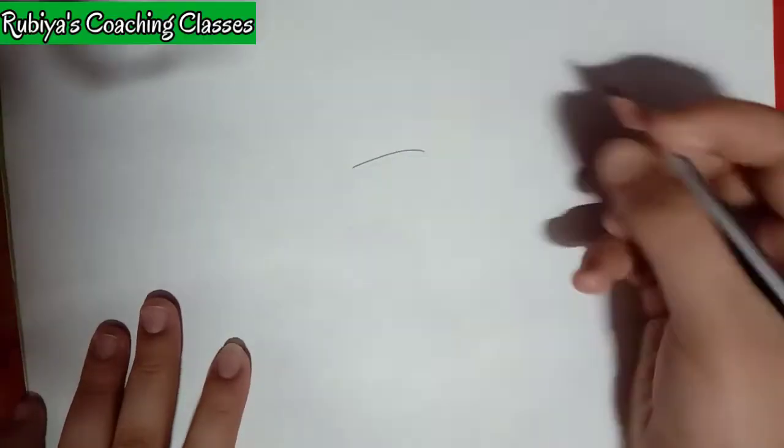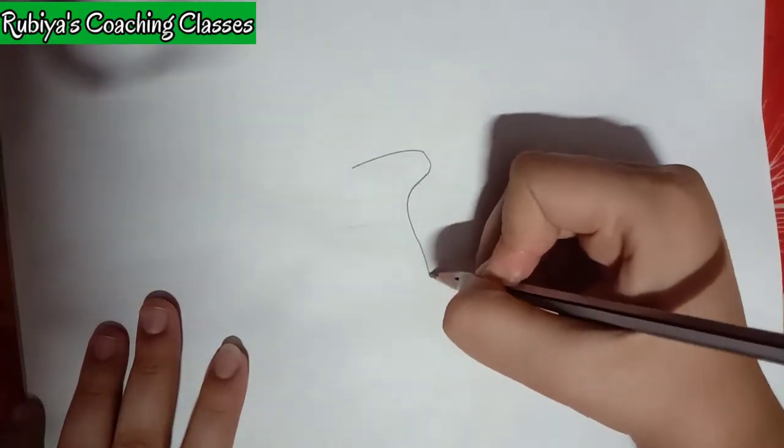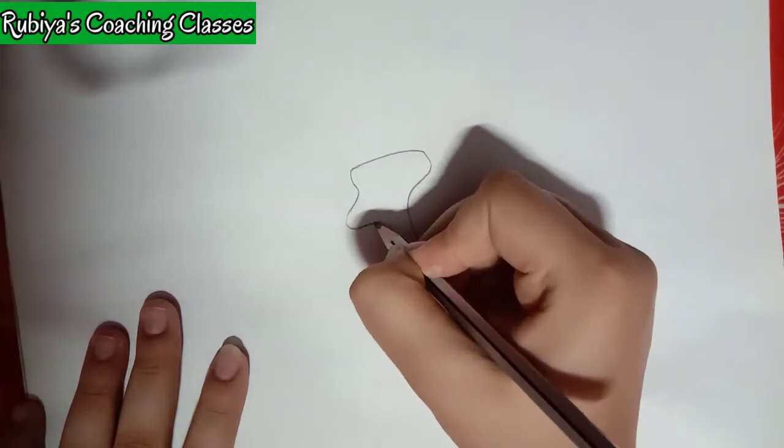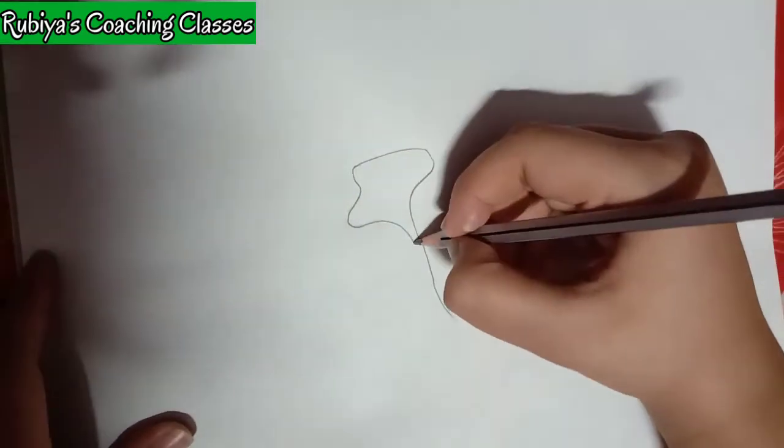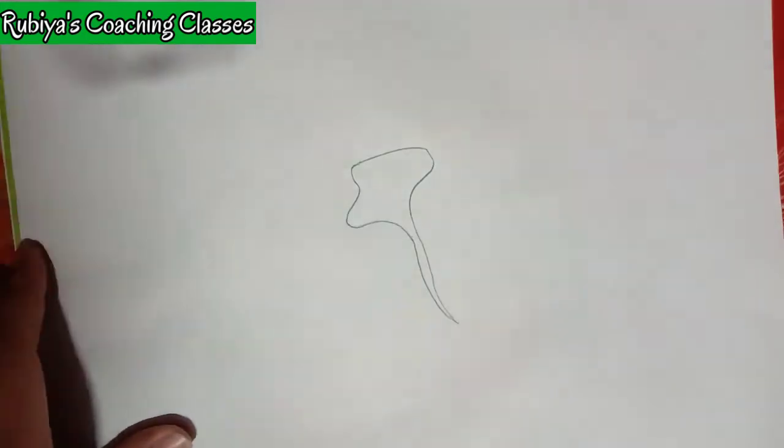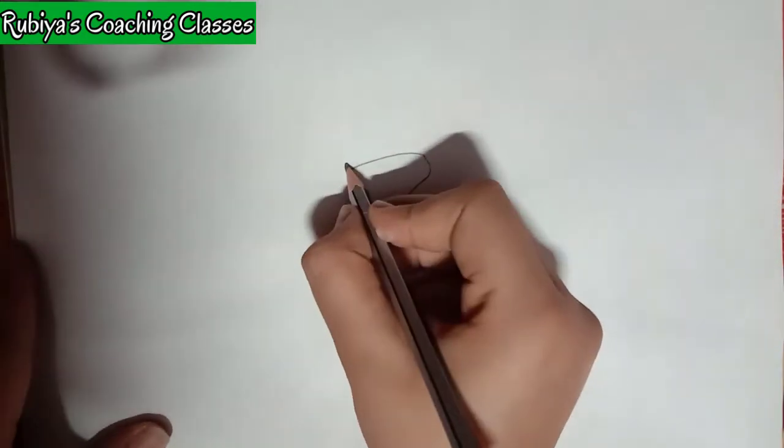So first of all, we'll start with drawing the midbrain. As we all know, the midbrain controls many involuntary functions like control of visual reflexes and auditory reflexes.